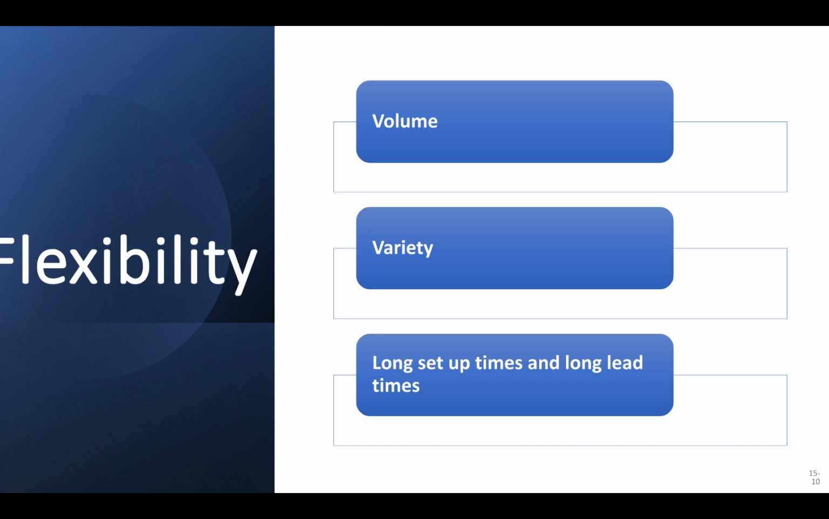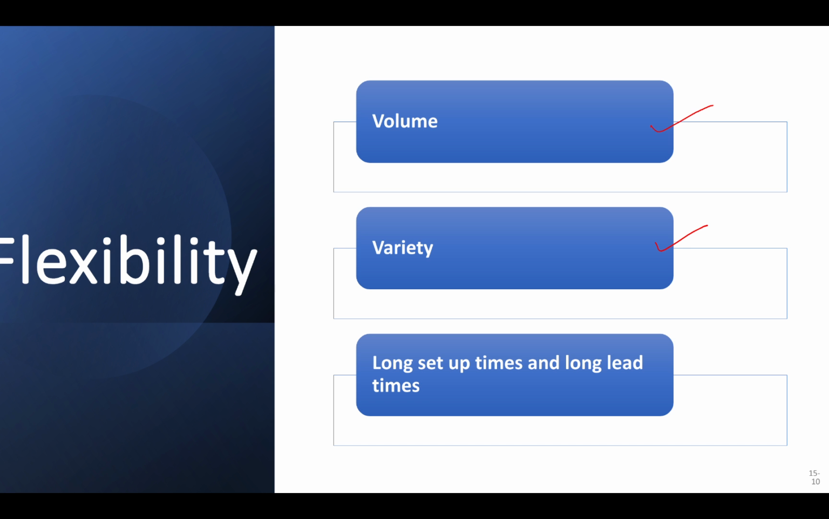Next is flexibility. The system should be so flexible that it is able to handle a variety of products on a daily basis, and we can change the level or volume of the output while maintaining the speed and balance between them. Long setup time and long lead time have a negative impact on the flexibility of the system. So we need to reduce the setup time and the lead time so that we can have a balanced system.